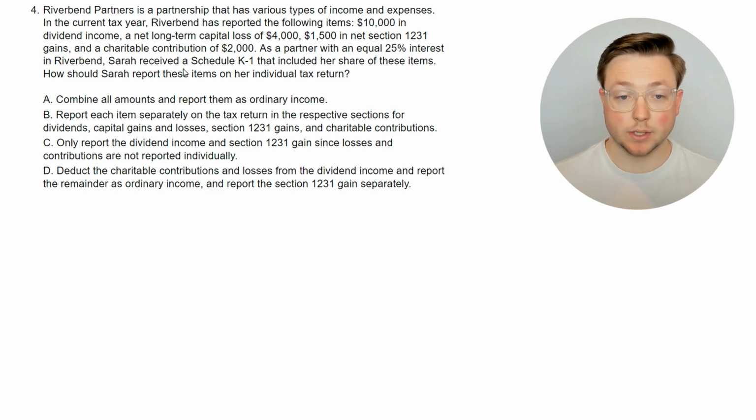So, if they are separately stated items, would they all be combined into one thing to be ordinary income? Probably not, based off what I just explained. But again, we're not 100% sure what all the different separately stated items are. So let's go into the answer and learn a lot more about it.